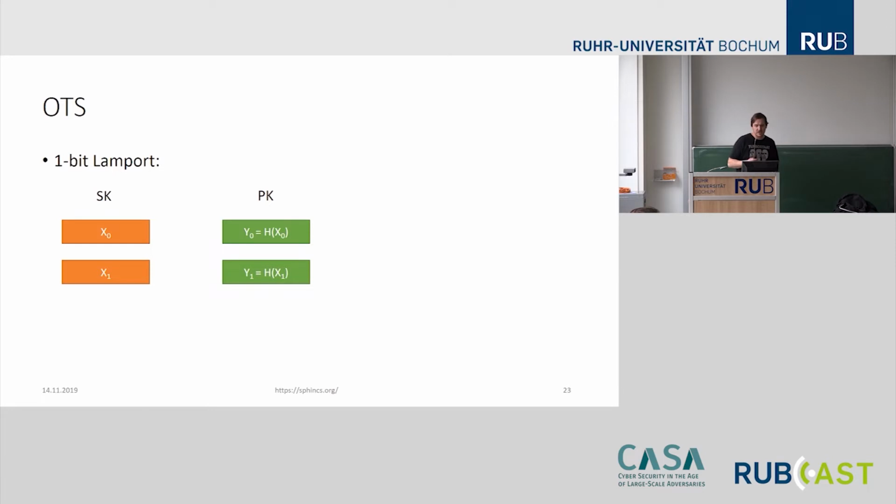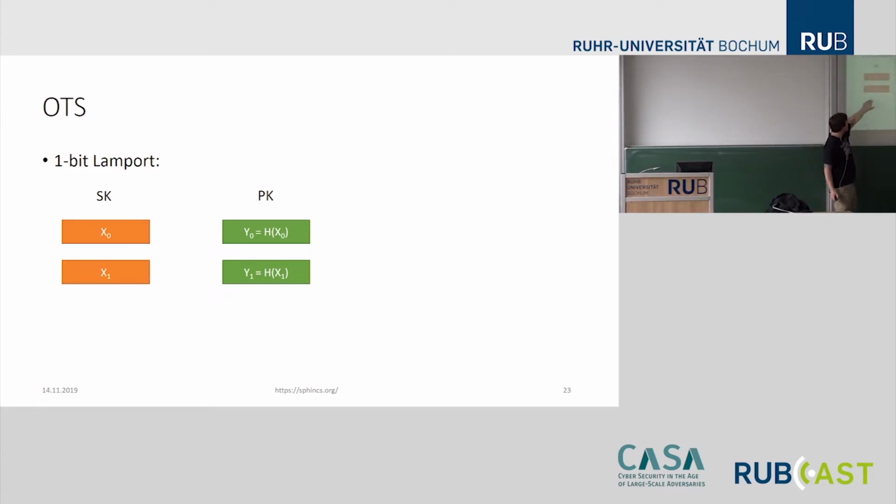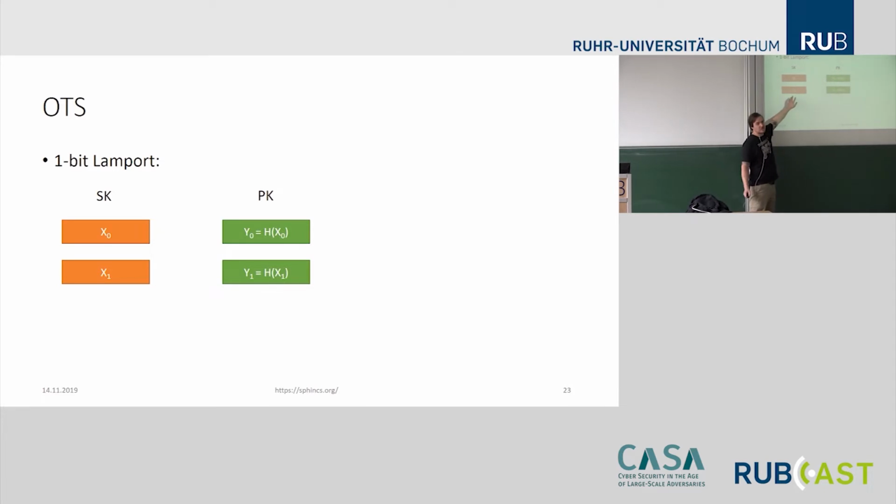So, a brief recap of how these things work. Some of you might have heard about Lamport's scheme. Lamport's scheme is a so-called one-time signature scheme, and that's where hash-based signatures start from. So these schemes look as follows. You've got a secret key which consists just of random bit strings. And if you want to consider 1-bit messages, you need 2 random n-bit strings as your secret key. And your public key consists of the hashes of these 2.